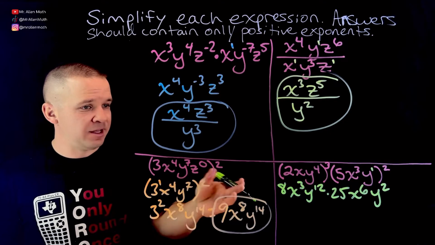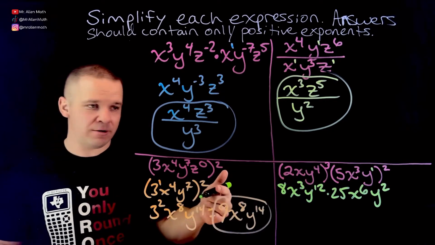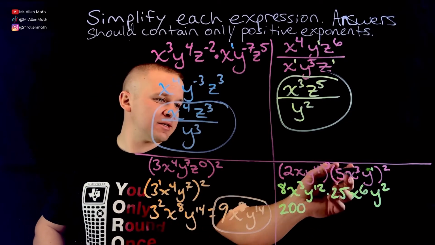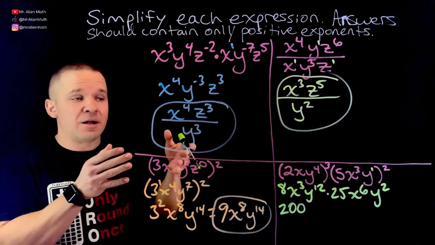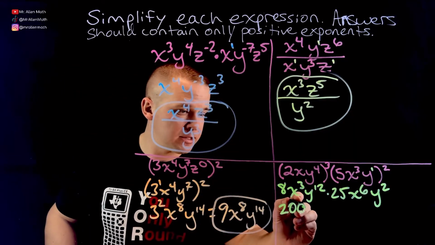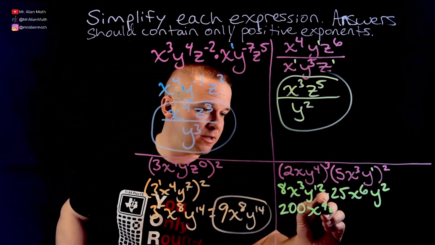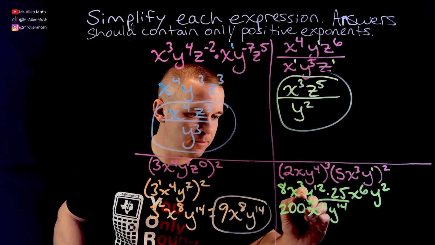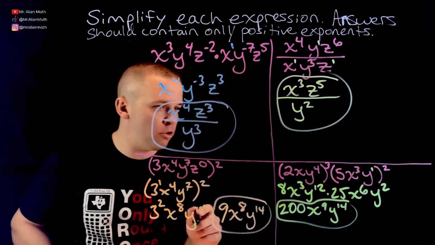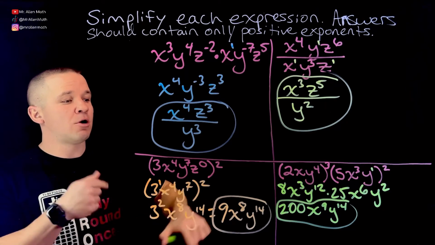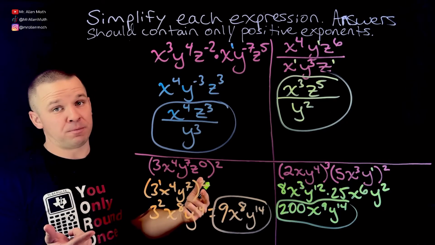All right. Now let's clean it up. 8 times 25. That's what? 200? 2 Benjis. x to the third, x to the sixth. We're multiplying like bases. Add my exponents. I get x to the 9th. And then we get y to the 12th, y squared. That's going to be y to the 14th. Boom. All positive exponents. That's awesome. Fantastic. Wonderful. And dope.